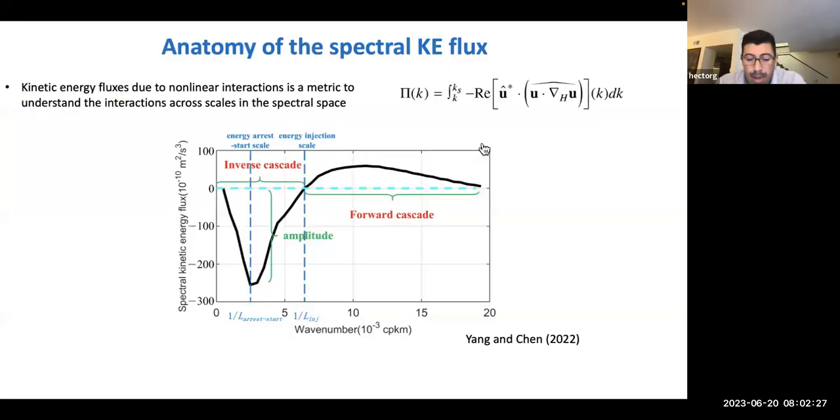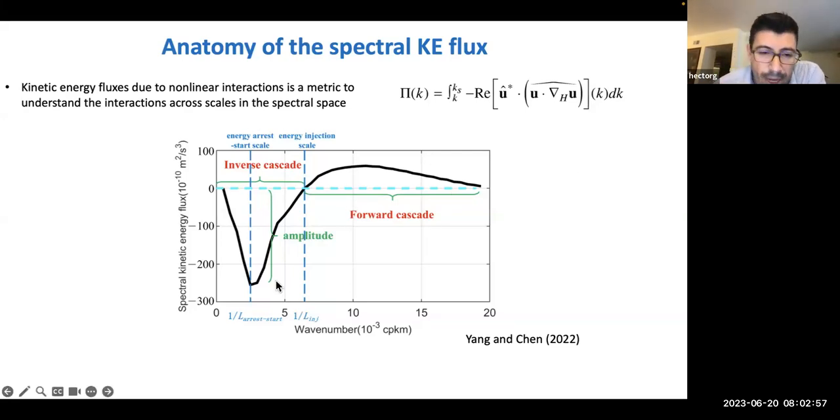And one of the metrics we used is the famous nonlinear kinetic energy flux plotted in spectral space, in the wavenumber space. So here is the definition of the kinetic energy flux. It's just the integral of the nonlinear term of the kinetic energy equation across wavenumbers. And this is the information that we can get from this type of analysis.